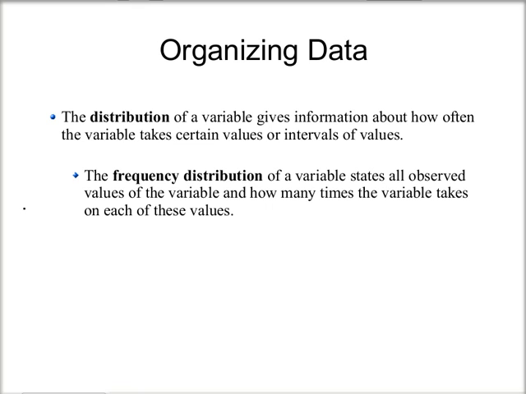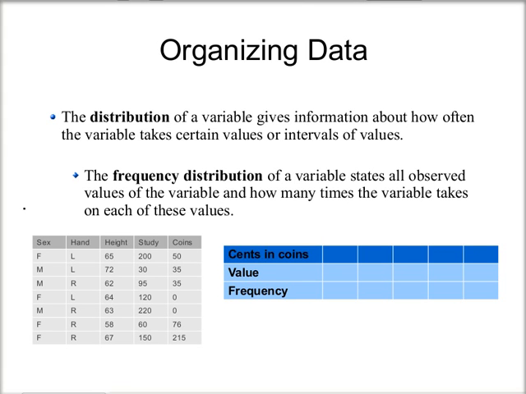So a distribution of a variable gives information about how often the variable takes on certain values or intervals of values. And the first type of distribution we're going to look at is called a frequency distribution. And this shows all of the observed values of the variable and how many times the variable takes on each of these values. So let's look at my chart again, and I'm going to concentrate on this last variable of coins, and I want to fill in this chart for the frequency distribution. So first I want to list all of the values or all of the numbers that I see in this column, and I'm going to do that in increasing order starting with 0.